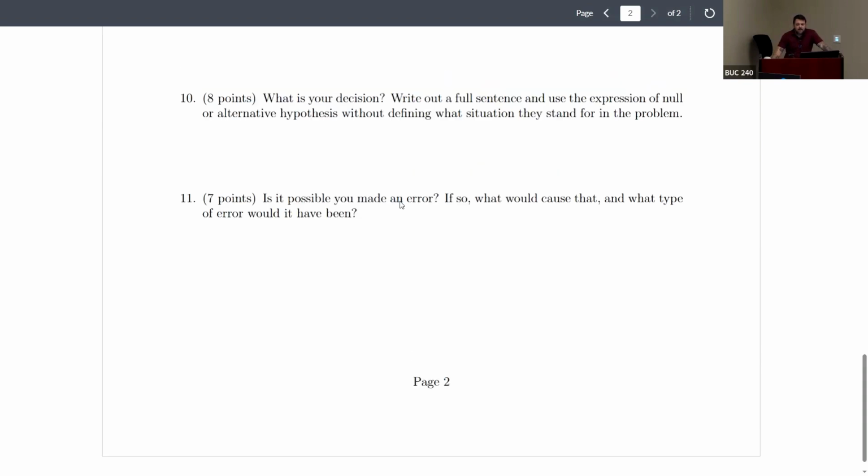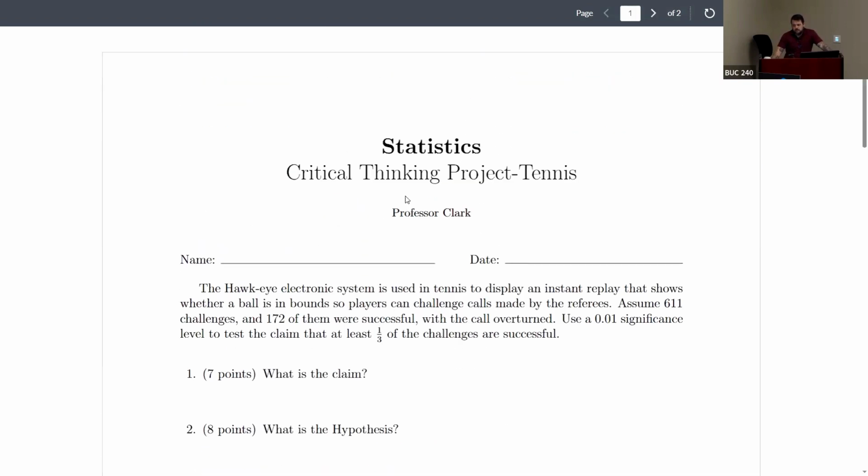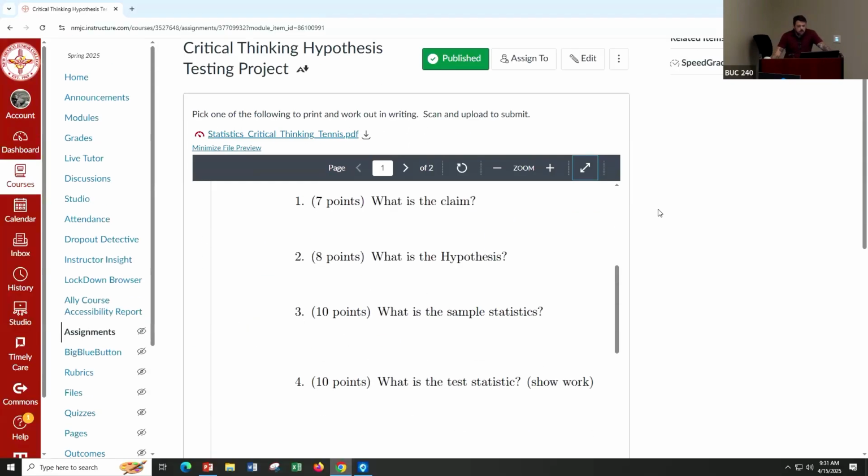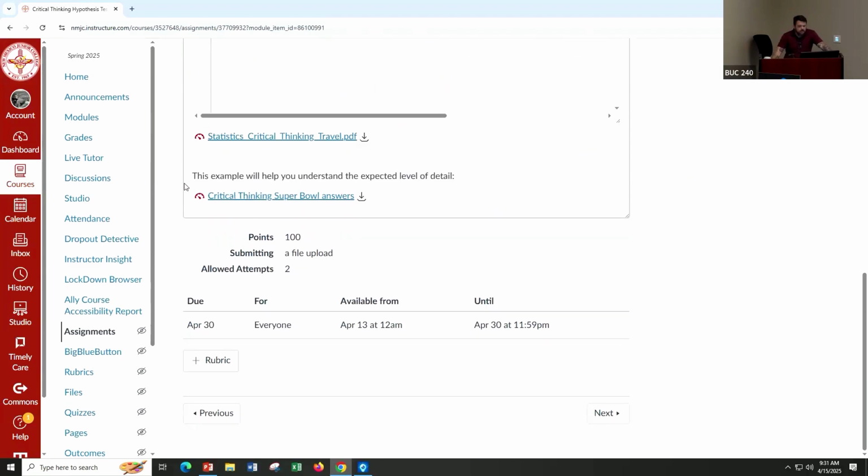Okay. But there is a lot of this you've already done. Okay? You've learned about sample statistics. You've learned about test statistics. Remember Z, T, proportion, what kind of test statistics you're using. To see an example, look at this one. This example will help you understand the expected level of detail.